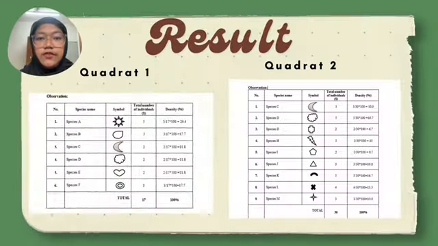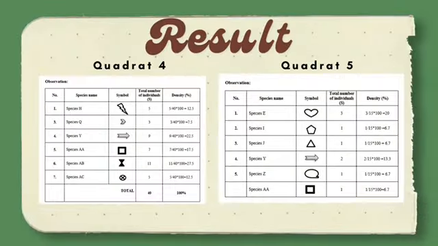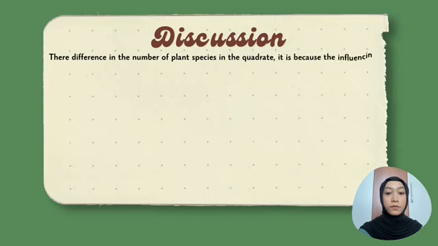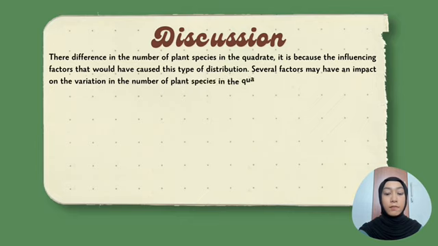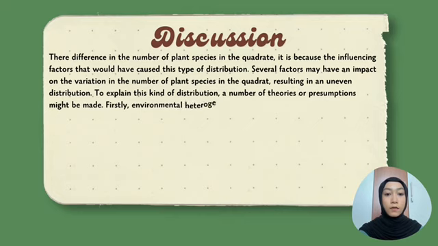This is the result for this practical. Next, for the discussion part, the difference in the number of plant species in the quadrat is because of influencing factors that could have caused this type of distribution. Several factors may have an impact on the variation in the number of plant species in the quadrat, resulting in an uneven distribution. To explain this kind of distribution, a number of theories or presumptions might be made.